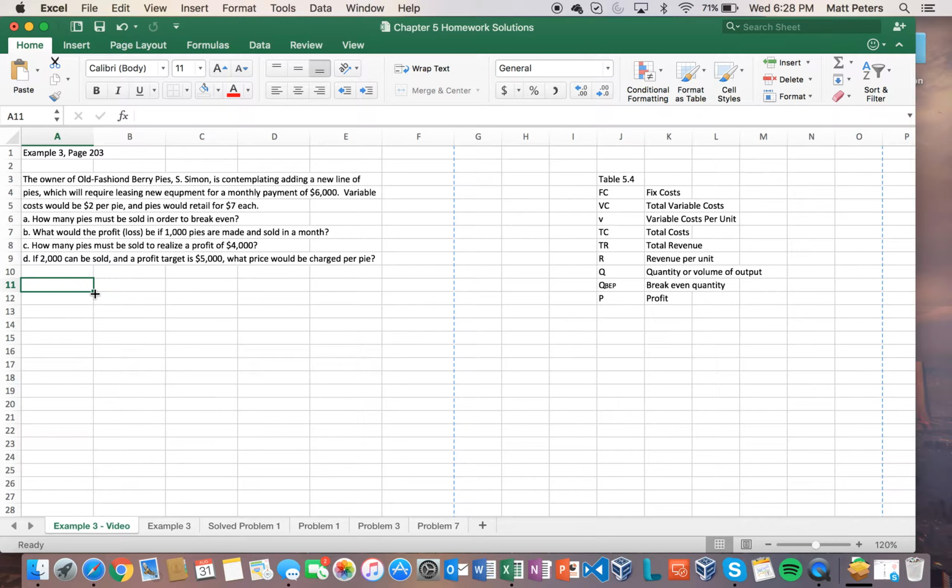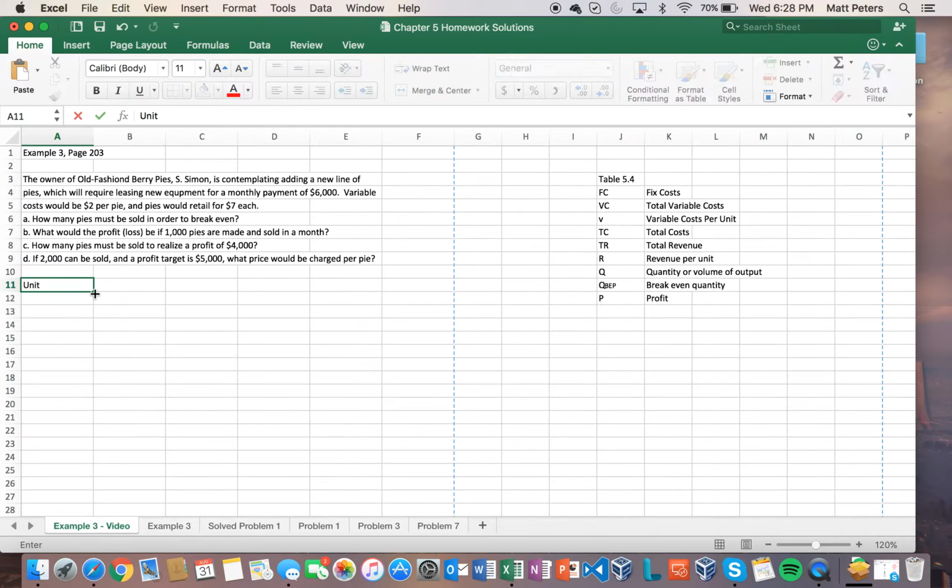Okay, so example 3 says, the owner of Old Fashioned Berry Pies is contemplating adding a new line of pies, which will require leasing new equipment for a monthly payment of $6,000. Variable costs will be $2 per pie, and the pies will retail for $7 each. And it's got several questions along those lines, starting with what will be the break-even point. So to set this up, we're going to build a chart like the charts you see in your book.